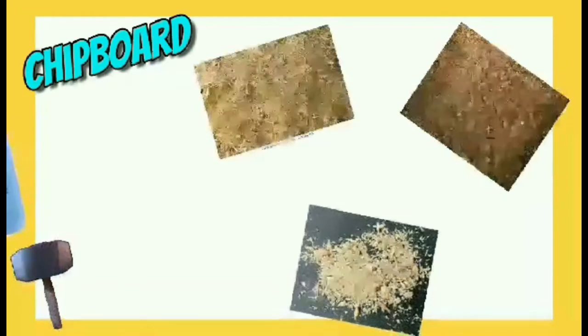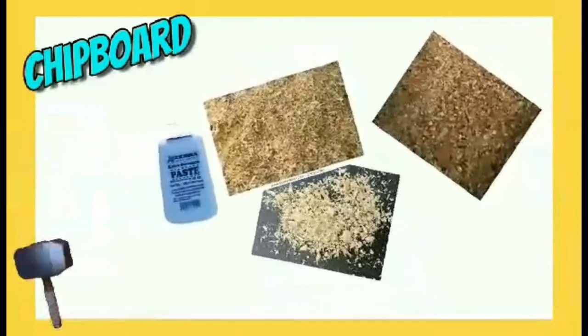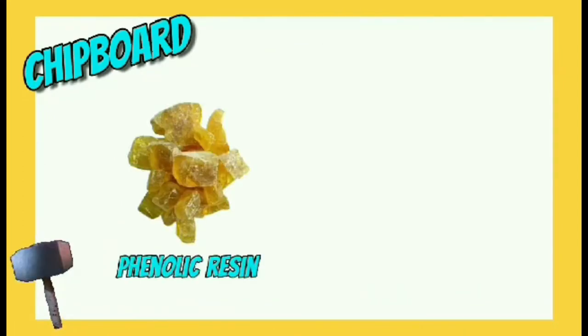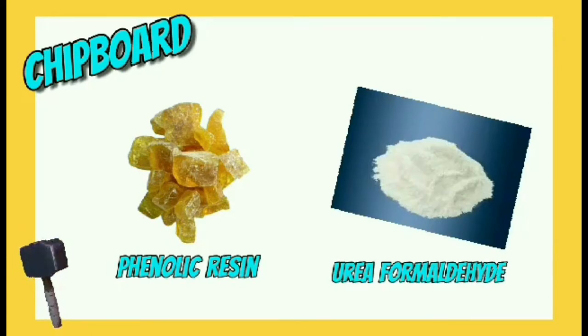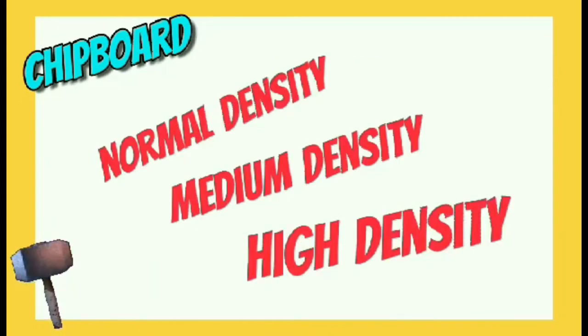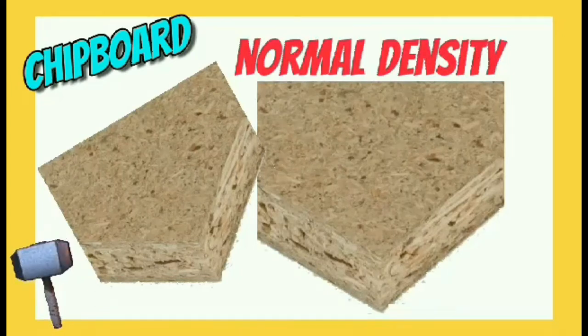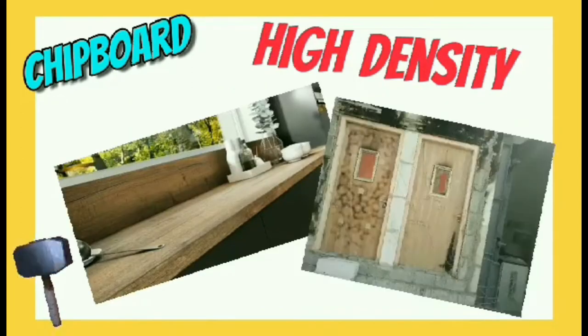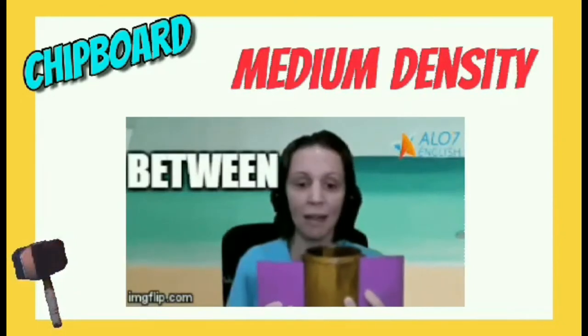Another one is chipboard. Chipboard is made by bonding together wood particles with an adhesive under heat and pressure to form a rigid board with a relatively smooth surface, often faced with veneer. It is made by binding with phenolic resin or urea formaldehyde glue. Chipboard is available in a number of densities: normal, medium, and high density. Normal density is fairly soft and fluffy. High density is very solid and hard, often used for worktops and fire doors. Medium density is somewhere in between.